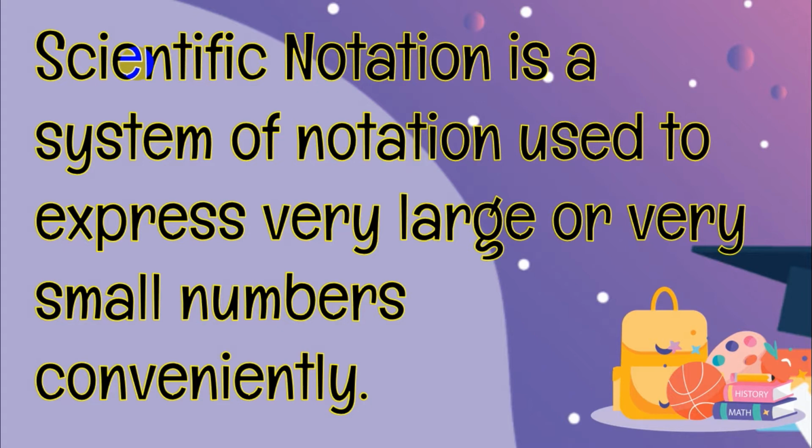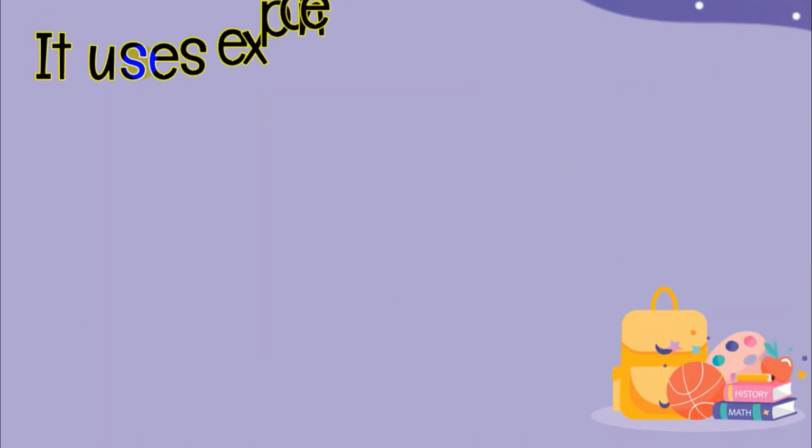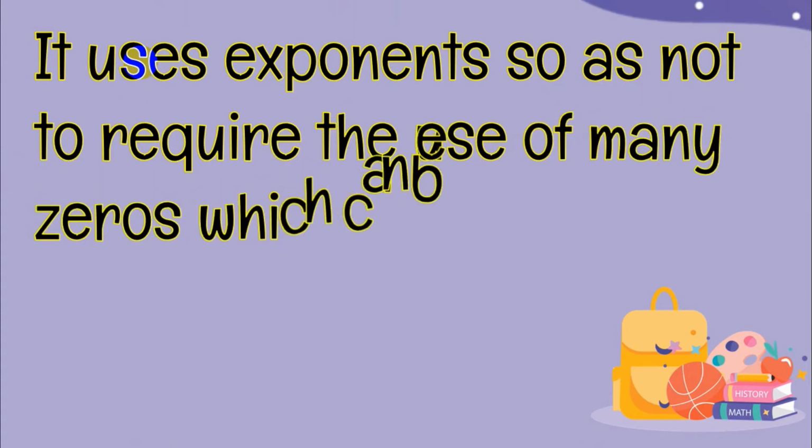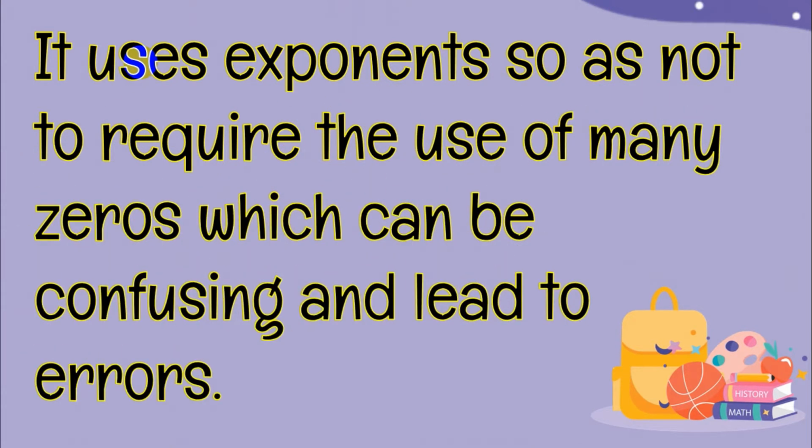So, kung masyadong malaki, it's really a very long whole number with plenty of digits. And kapag masyado naman siyang maliit, it's a decimal number na madaming zeros sa unahan at nandun makikita mo sa unahan yung decimal point. It uses exponents. So, gumagamit daw tayo ng exponent sa pagsusulat ng number in its scientific notation.